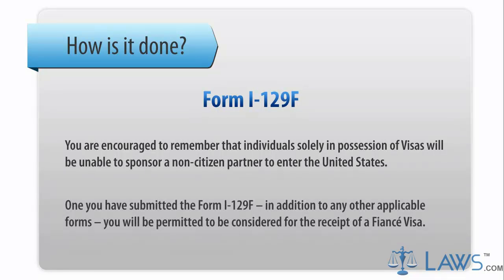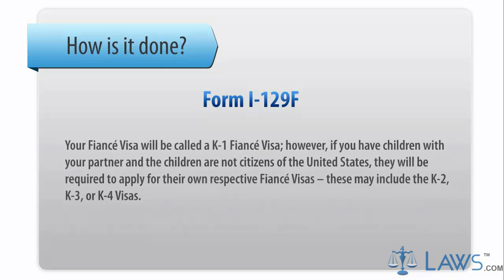Once you have submitted the Form I-129F, in addition to any other applicable forms, you will be permitted to be considered for the receipt of a fiancé visa. Your fiancé visa will be called a K-1 fiancé visa. However, if you have children with your partner and the children are not citizens of the United States, they will be required to apply for their own respective fiancé visas. These may include the K-2, K-3, or K-4 visas.